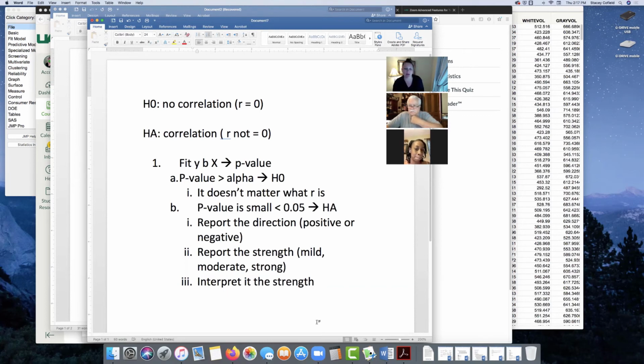So that's really the thing here. I had said this before for people, that the p-value is a tool, right? And all the p-value does is help us pick between these two things. The p-value doesn't do these other things. Okay. You have to do those things. Like JMP will give you the direction and the strength, but you have to make the interpretation as to what that means.